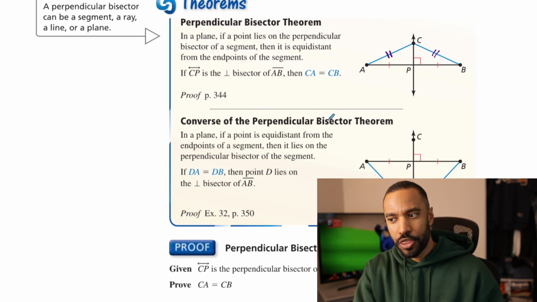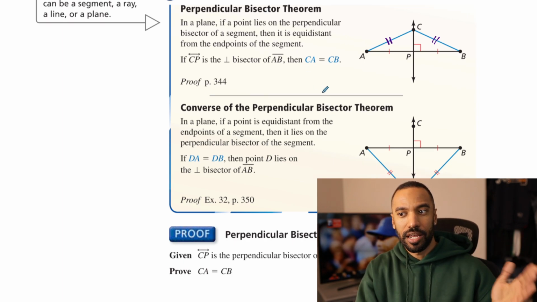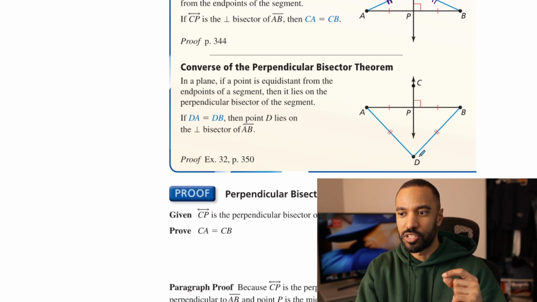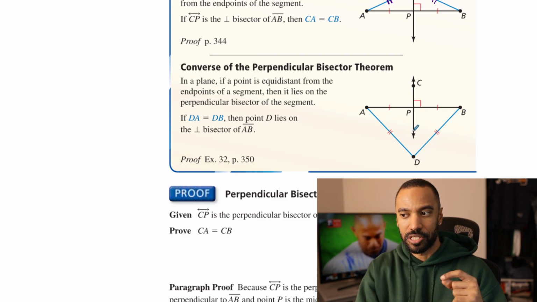Now, the converse of the theorem states kind of the opposite effect. So in a plane, if a point is equidistant from the endpoints of a segment, then it lies on the perpendicular bisector of that segment.